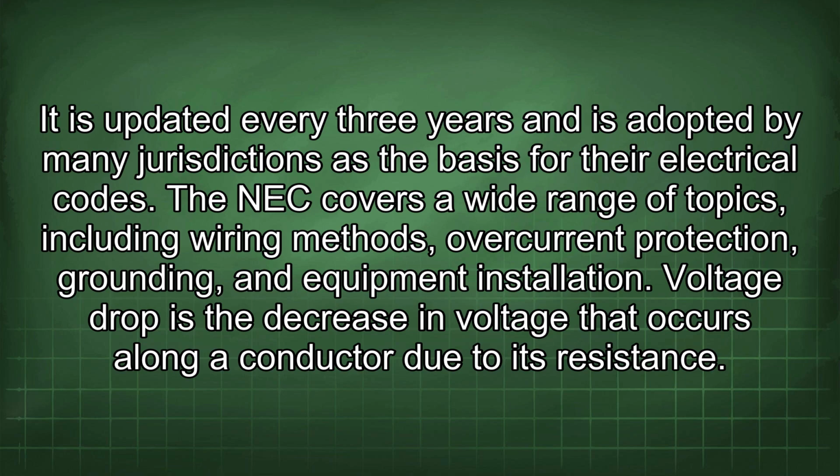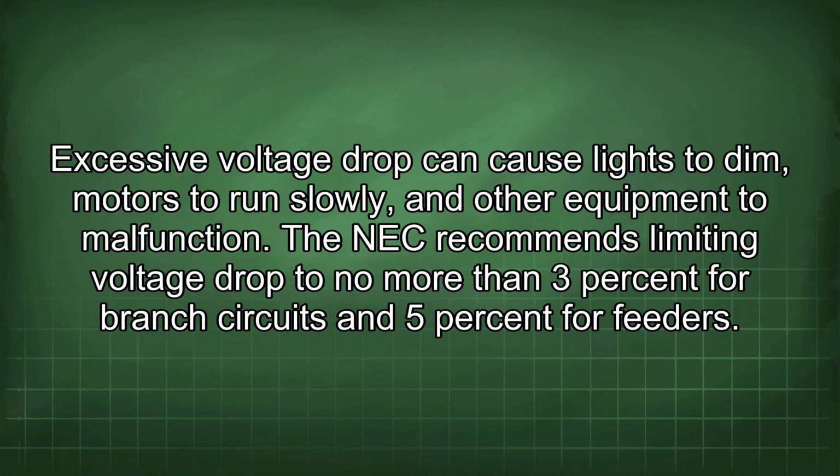Voltage drop is the decrease in voltage that occurs along a conductor due to its resistance. Excessive voltage drop can cause lights to dim, motors to run slowly, and other equipment to malfunction. The NEC recommends limiting voltage drop to no more than 3% for branch circuits and 5% for feeders.